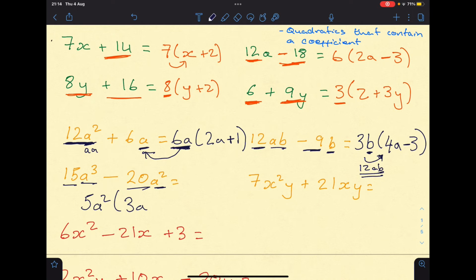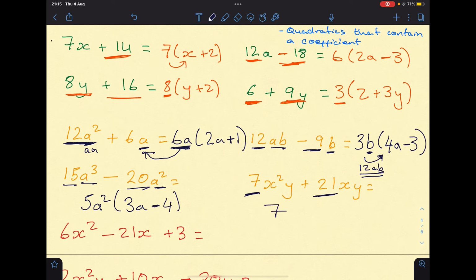Then what do I multiply 5a squared by to get minus 20a squared? So 5 times something is minus 20. That would be minus 4. And then I've already got the a squared. So that's my final answer. Okay, next one. Numbers first again. 7 and 21. What's the highest number I can divide 7 and 21 by?